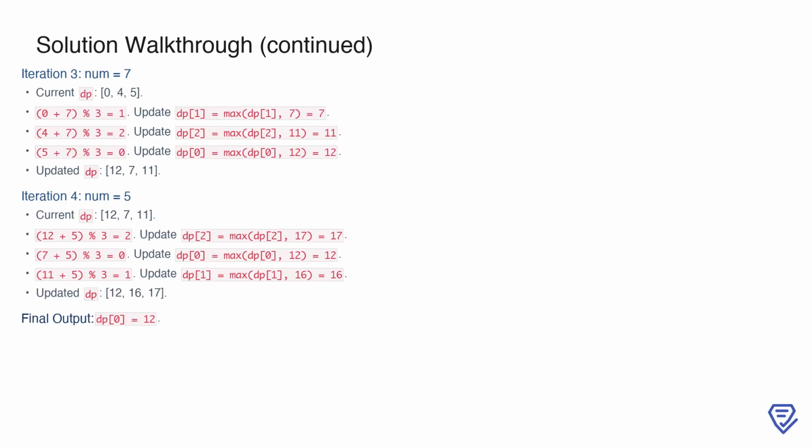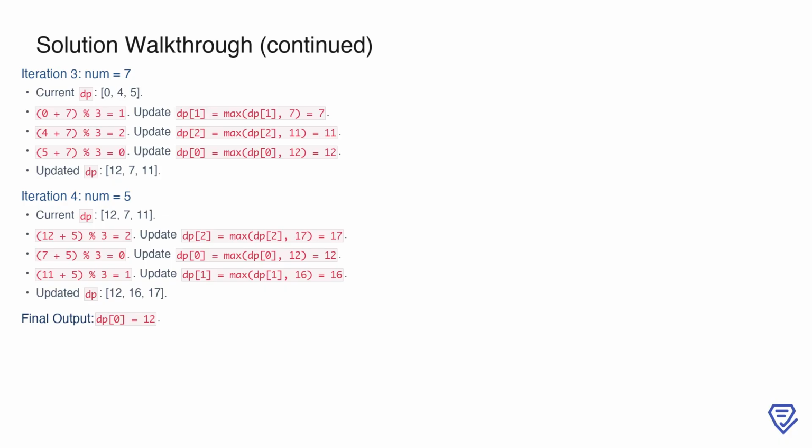The updated dp becomes 12, 7, 11. Finally, we process the number 5. With the current dp of 12, 7, 11, adding 5 to the remainder 0 gives 12 plus 5, %3 equals 2, so dp 2 is updated to 17.